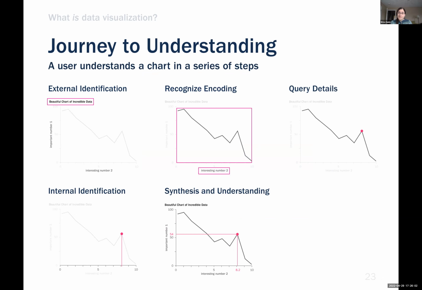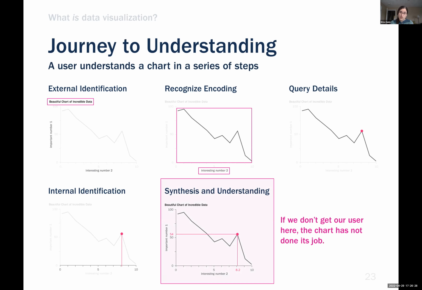We have to do a lot of different things in order to read a chart. Those of us who do this all the time tend to forget, but there's an external identification of context, recognizing that it is an encoding in the first place and then which one it is and what that means. Then thinking about how to query those individual details and knowing how to extract the internal identification information out of the chart so that you know what those details mean, to read a value off of an axis, etc. And then ultimately synthesizing and understanding so that you see what's inside the chart.